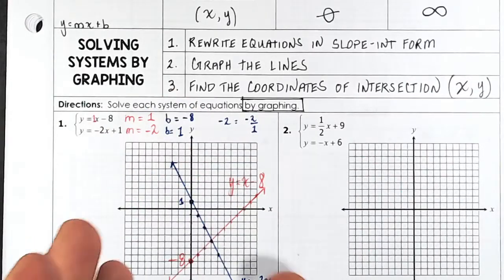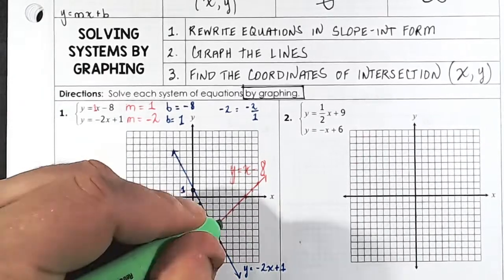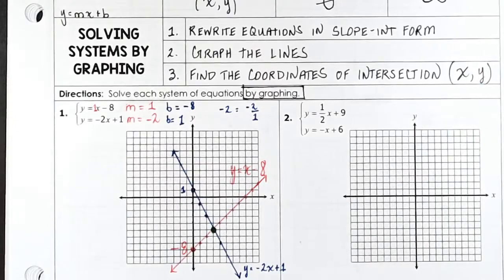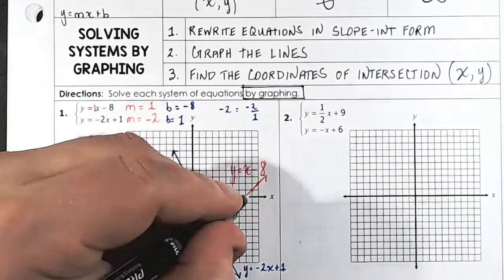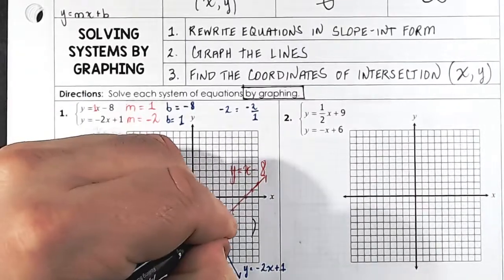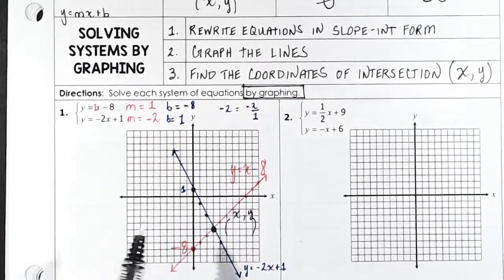So the solution graphically to this system is where these two lines intersect. That is this point right here. What we're trying to figure out are the coordinates of that intersection point. The coordinates will have an x component and a y component. So what is the x component?